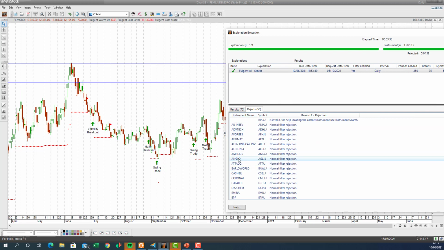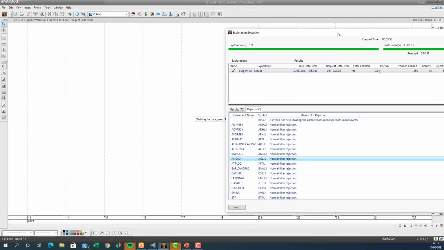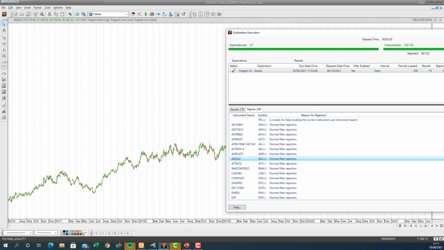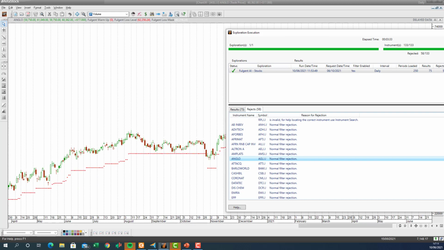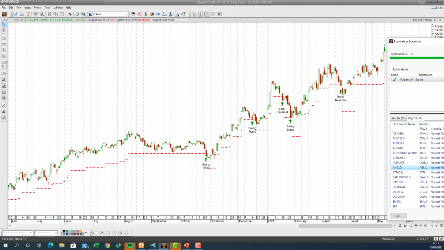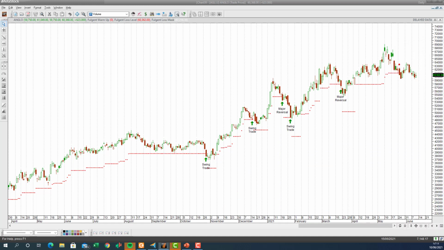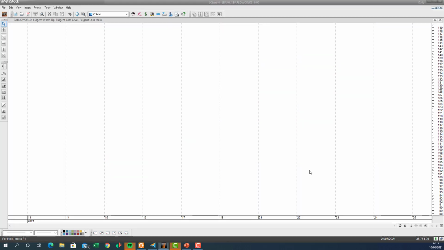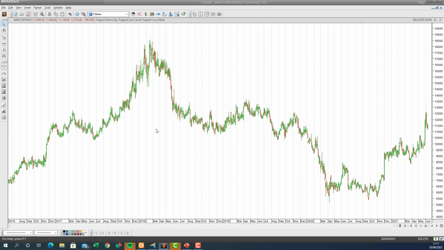If there are any Anglos, let's go and look at Anglo. Right, there we go. Swing trade, swing trade, swing trade, major market reversal. It's because it hit the trailing stop loss, so that's all. But it will be interesting to see if we're going to get another signal on this one. Barloworld, BAWJ.